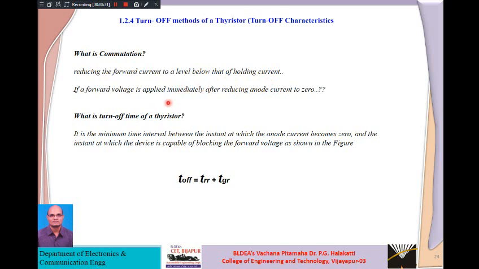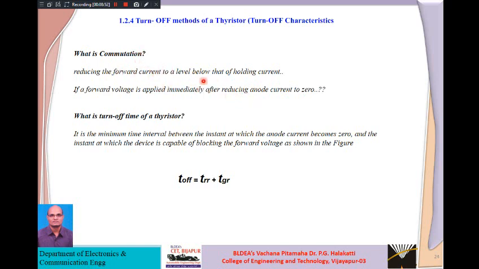Okay, if forward voltage is applied immediately after reducing the anode current to 0, what will happen? It will be once again triggered on. So here this is very important, we need to take care. Your commutation is going to fail here. If you do this, your commutation is going to fail.